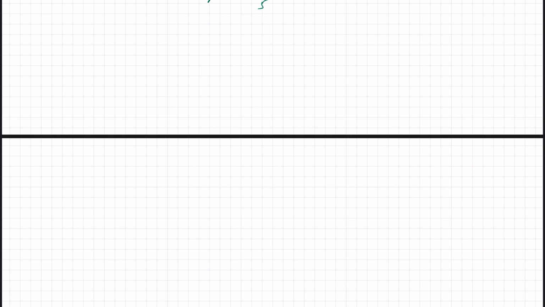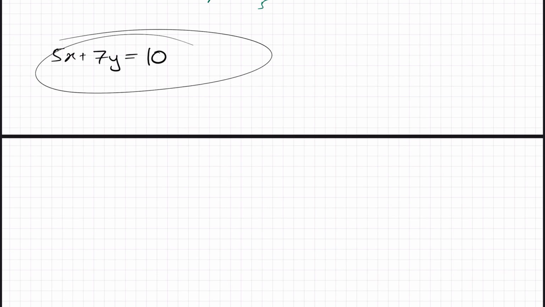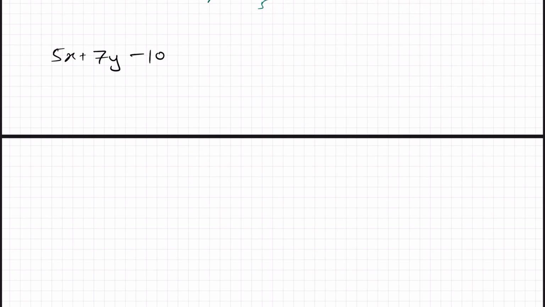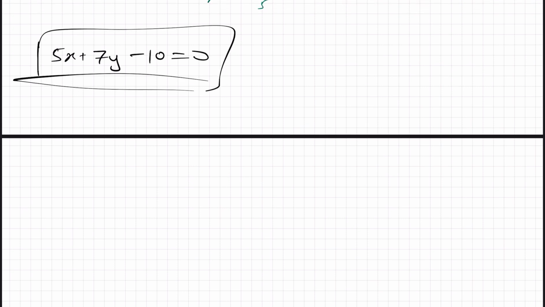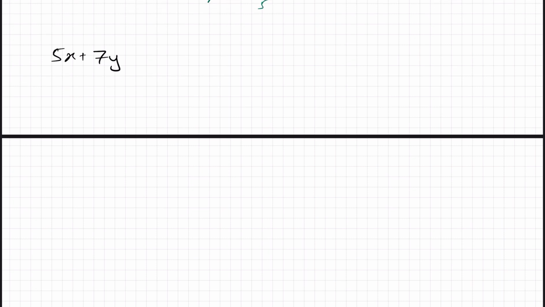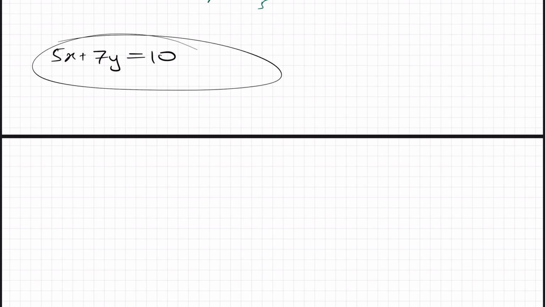Actually, let's do it in a different form. This time, let's have 5x plus 7y equals 10. This is a certain form you might have. It might also be 5x plus 7y minus 10 equals 0. This is another form. Sometimes we like to use this form when we have two variables and we want to show that they sort of add up.